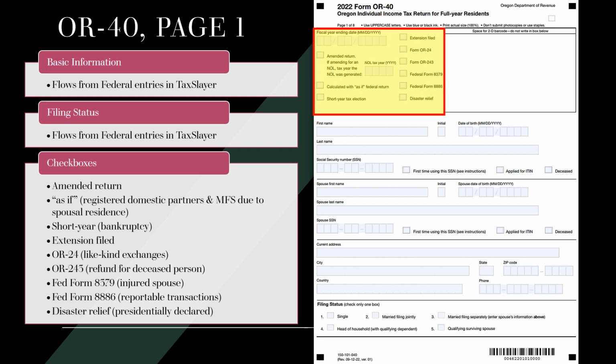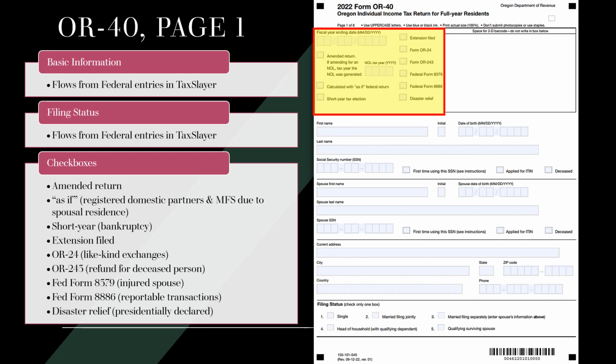There is also a checkbox for as if returns, and this is not to indicate whether or not the taxpayer is a Valley Girl. This checkbox would be used for registered domestic partners who were filing as if they were married, or for taxpayers who were filing as if married filing separate because spouses had different residencies for Oregon. There's a checkbox for a short tax year. This would be in the case of a bankruptcy. And then another checkbox if an extension were already filed for this return, and then we would indicate it.